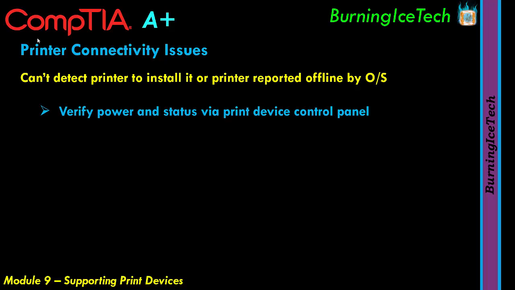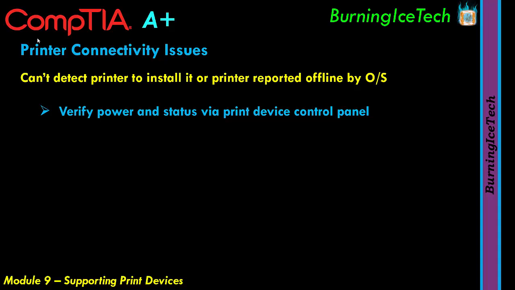The very first thing I want you guys to check is to verify power and the status via the print device control panel. Make sure the printer is actually on. I know it sounds silly, but you'll be surprised how many times the printer is just unplugged, turned off at the wall socket, or not plugged in behind the printer. So make sure the printer is actually on. Double check it on the control panel.